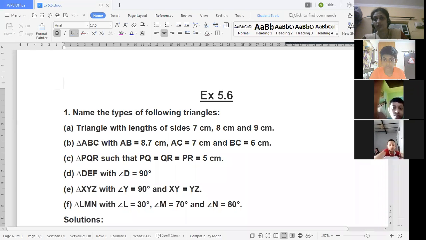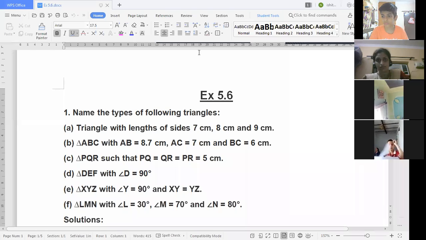Today we are going to start with exercise 5.6. We have to name the types of the triangles. The measurements are given over here, and according to that, we have to name the triangles. Which triangles are these? You can raise your hands or write in the chat box also.